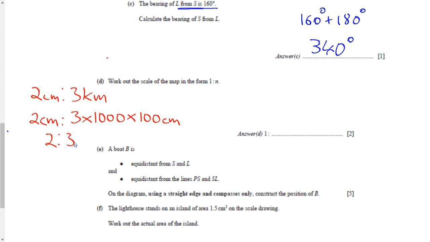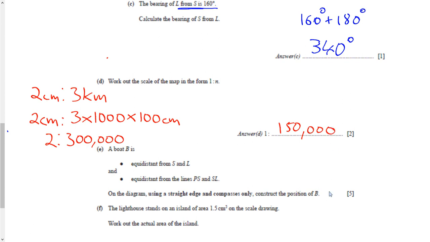300,000 centimetres in real life, according to this scale. Okay, but we've been asked to have it in 1 to n, so we're just going to divide both sides by 2. So we should have 1 to 150,000.